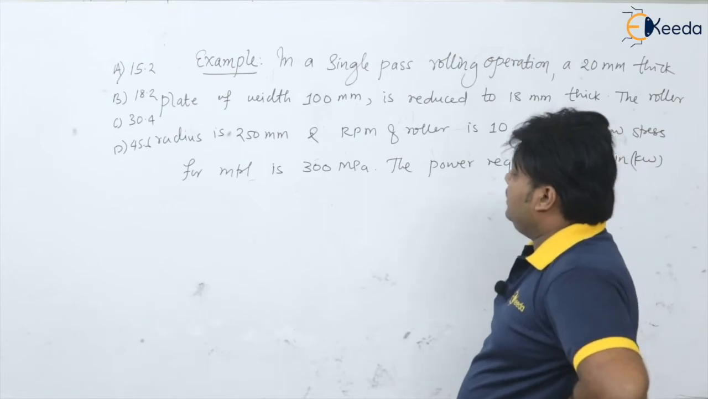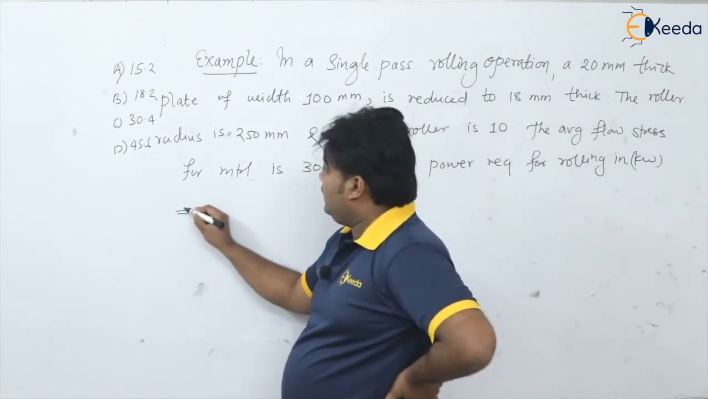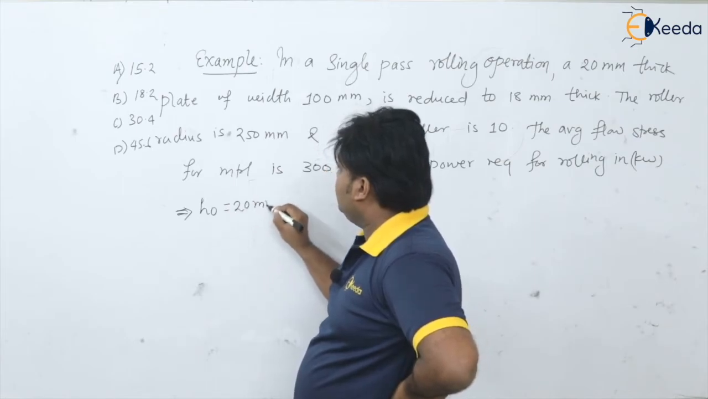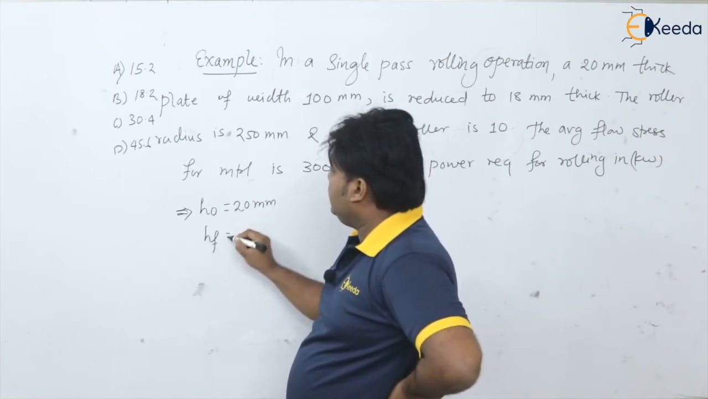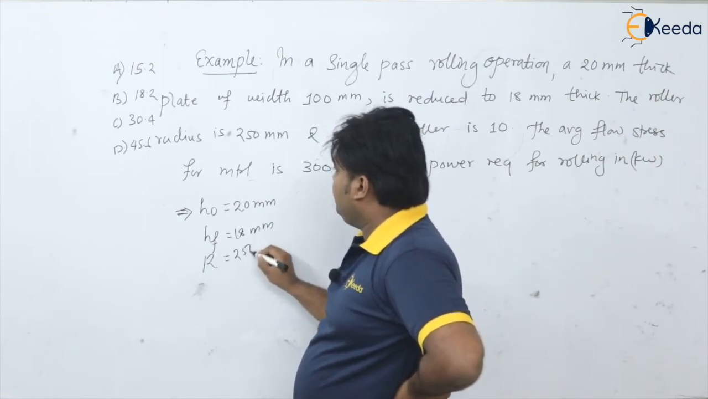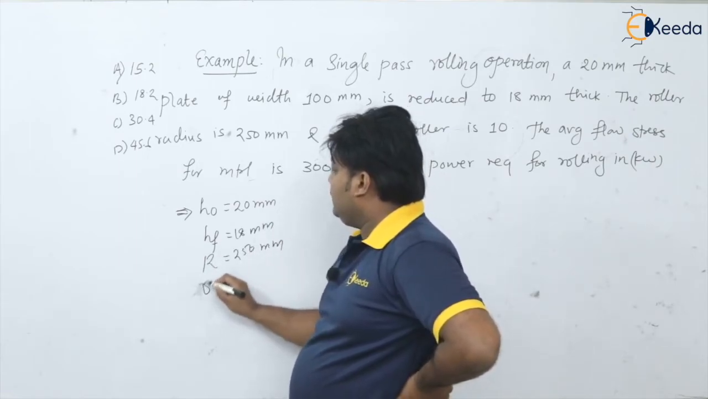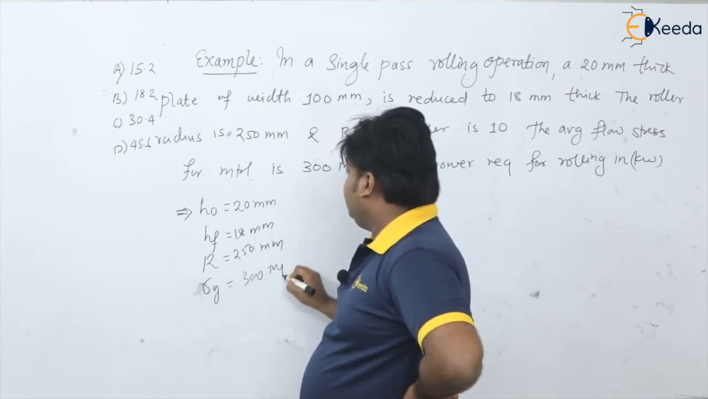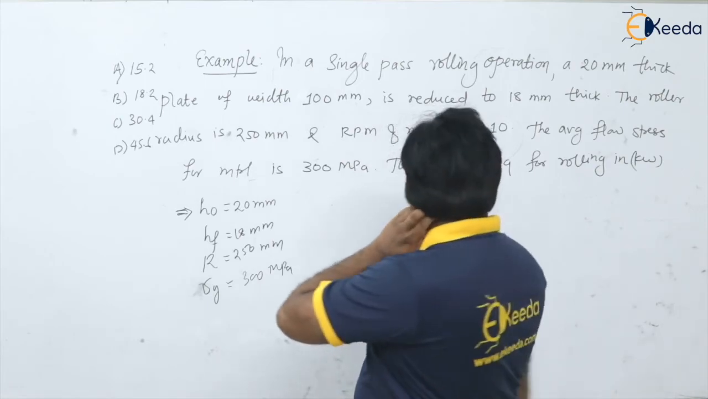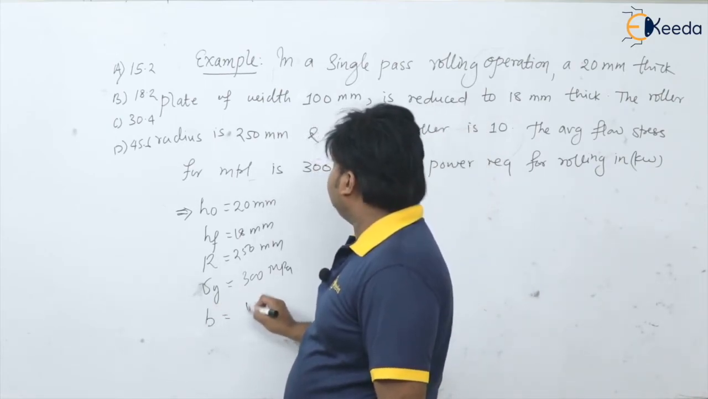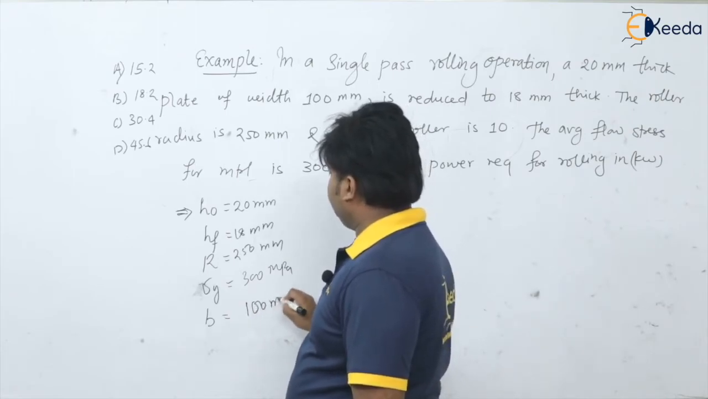So see here, I will write the data. Original thickness 20 millimeter, final thickness 18 millimeter, roller radius 250 millimeter, and sigma y or sigma flow stress is 300 megapascal. Okay, and width of the plate is 100 millimeter.